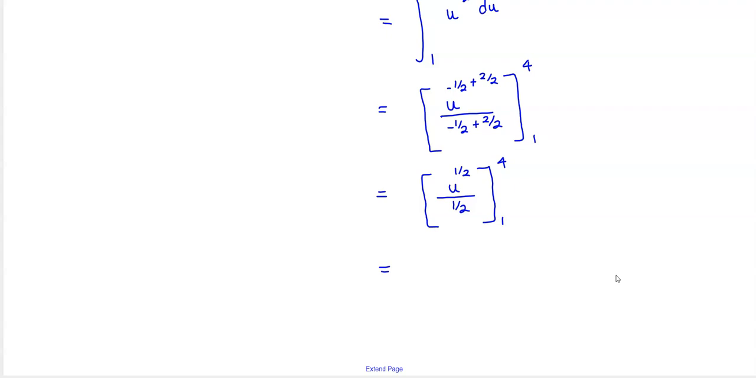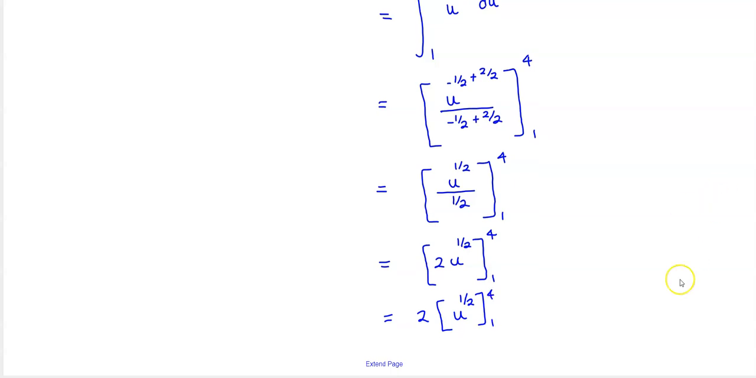And so therefore, if we take the reciprocal of the denominator, we're going to end up with 2 times u to the 1/2, going from 1 to 4. And we're going to go ahead and factor out the constant of 2, and then evaluate u to the 1/2 using the lower bound of 1 and the upper bound of 4.